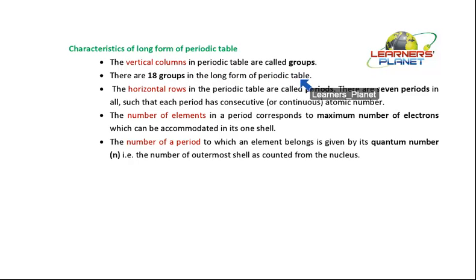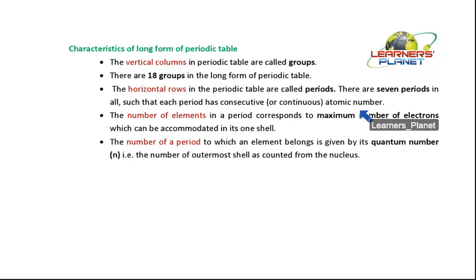So how many groups are there in the periodic table? There are 18 groups in the long form of the periodic table. The vertical columns are called groups, and the number of groups in the periodic table is 18. The horizontal rows in the periodic table are called periods. There are 7 periods in all, such that each period has consecutive or continuous atomic numbers.